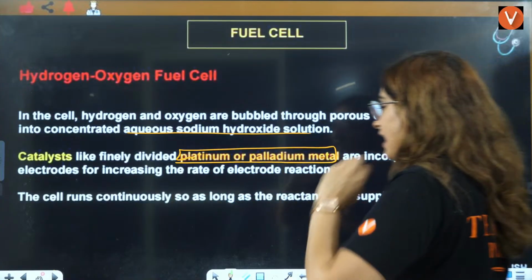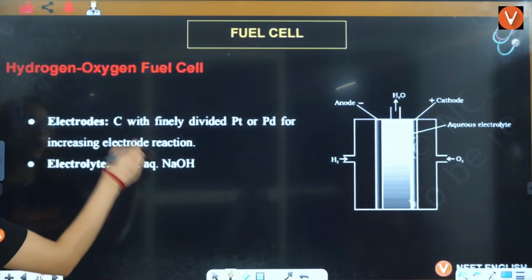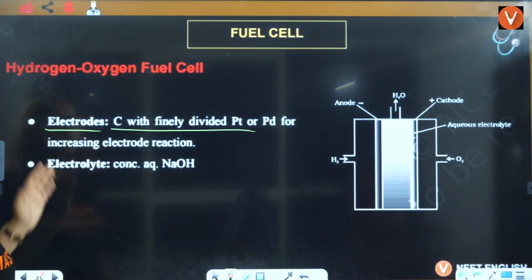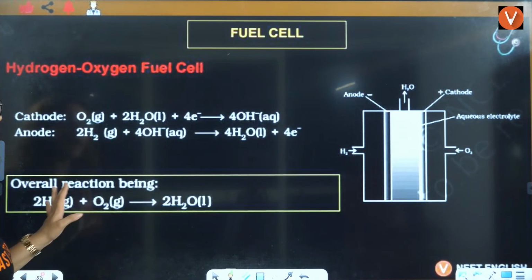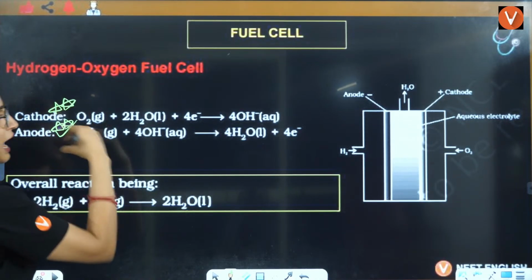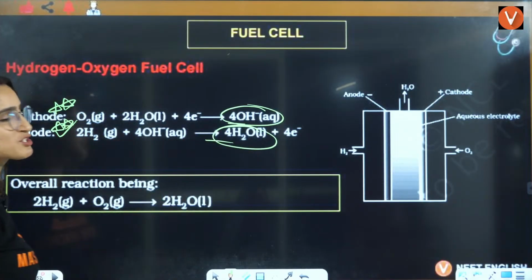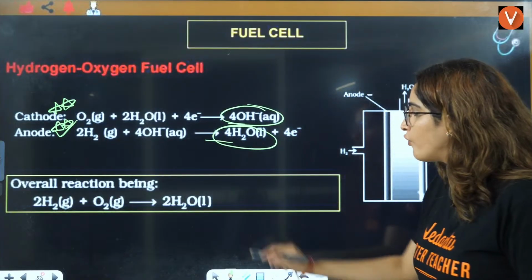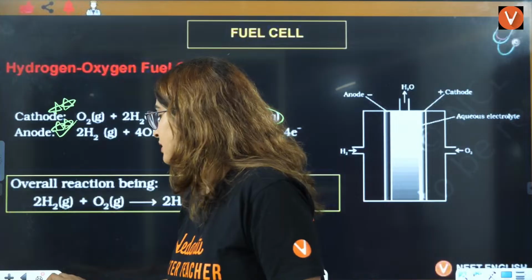So as long as reactants are supplied, it will run, and here you have the electrode, which is carbon with finely divided platinum for increasing electrode potential. This is the electrolyte, and here you have the reactions. Reactions are very important. At the cathode, you have OH negative. At the anode, you have the formation of water. Very important. Reactions are very, very important. Overall, is this reaction that you have seen multiple times in chemistry, right?